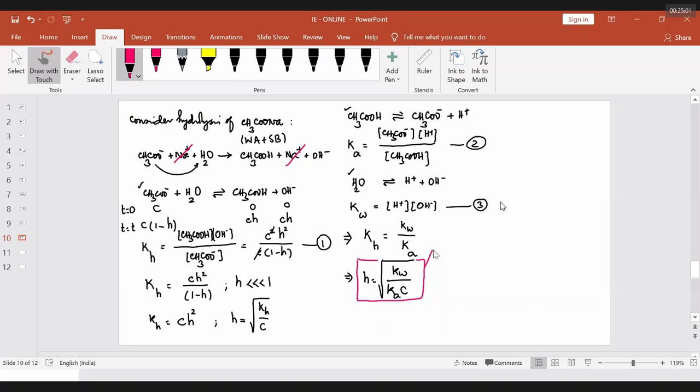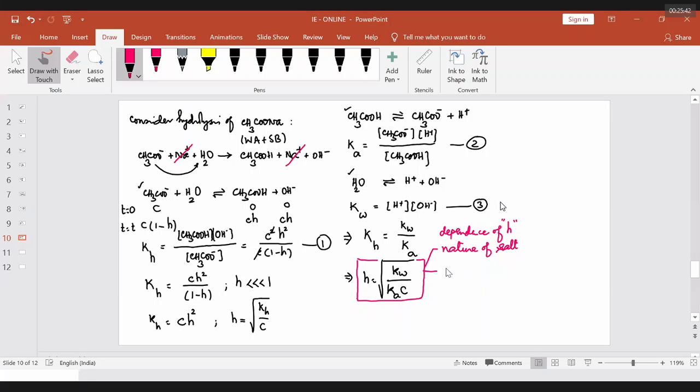Conclusion number 1. What are the factors upon which h depends? Remember, dependence of h. What is h? Degree of hydrolysis. Number 1. Definitely you have to say, sir, it is nature of electrolyte. I don't use the word nature of electrolyte because we are having the heading salt hydrolysis, so nature of salt. Next, you cannot say nature of solvent here because you are saying the word hydrolysis. Water should be used here. Therefore, there is no discussion of nature of solvent.